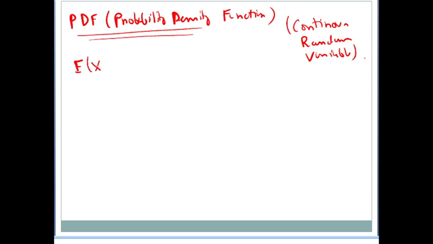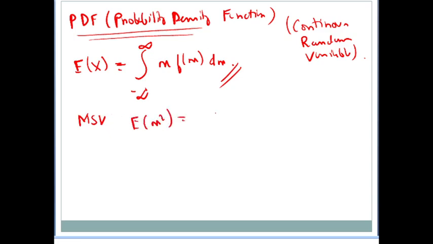Now what will be the expected value in case of the PDF? The expected value in case of PDF will be the integration from minus infinity to infinity of x into f of x dx. Now what will be the mean square value? The mean square value will be the integration of x square f of x dx.